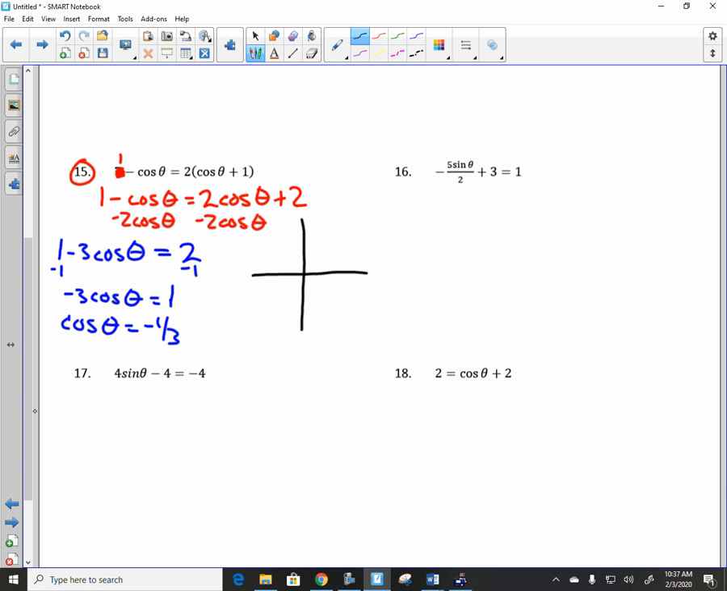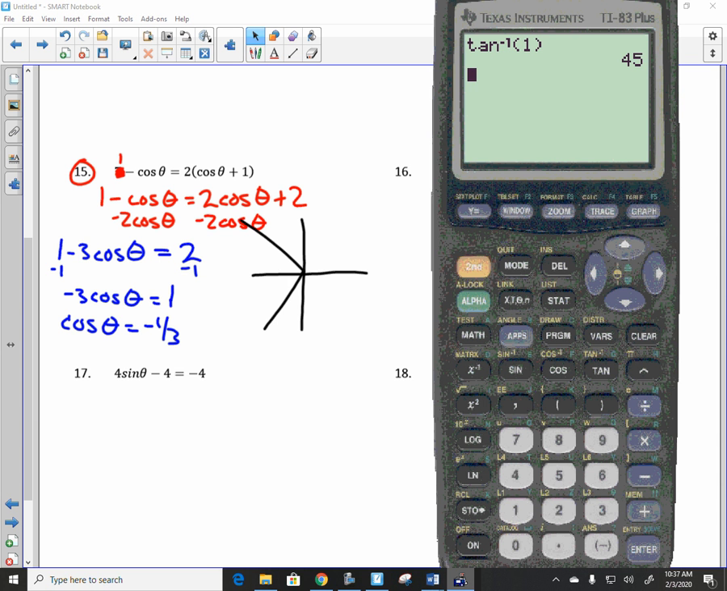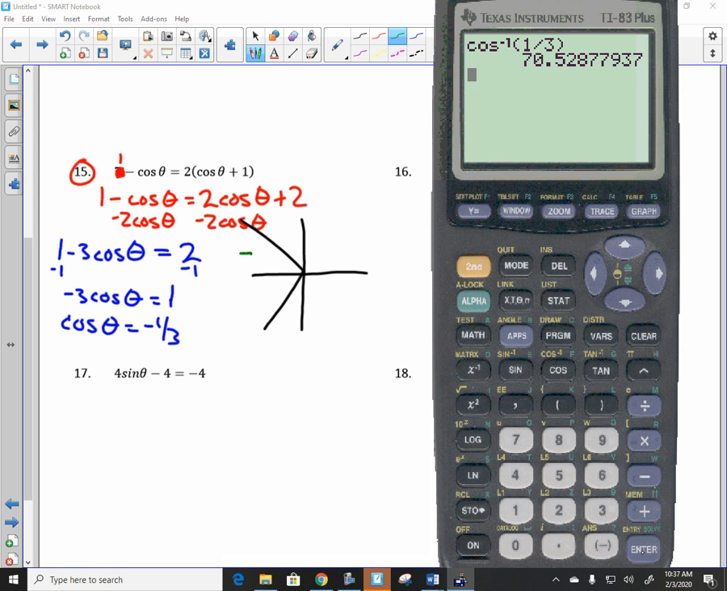Cosine is positive in the first and the fourth, so it's negative in the second and the third quadrants. I draw my reference angles there. I go to my calculator. Cosine inverse 1/3. And I get 70.53 degrees.